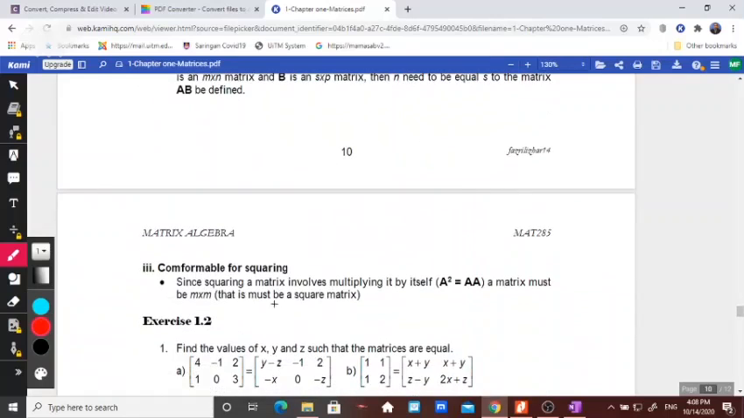And the last is conformable for squaring. Okay, squaring means A squared equals A multiplied by A. So squaring a matrix involves multiplying it by itself. So the size of the matrix should be n by n, that is, matrix A is a square matrix.